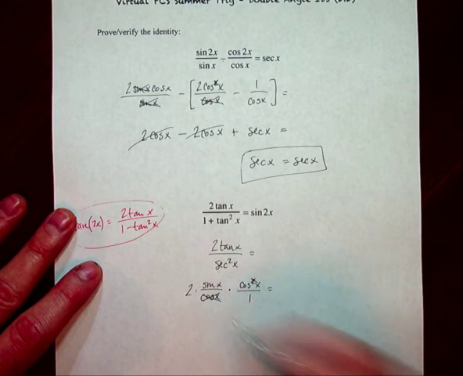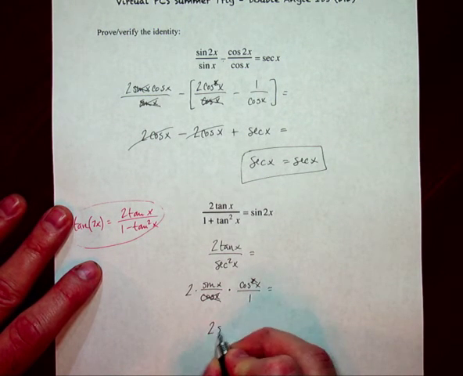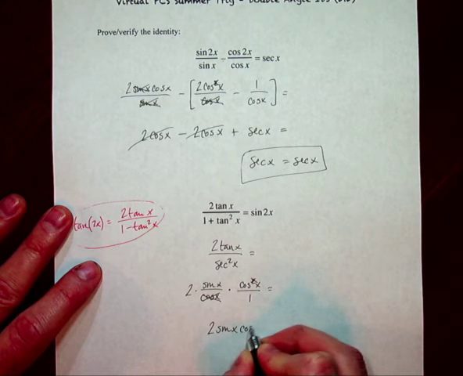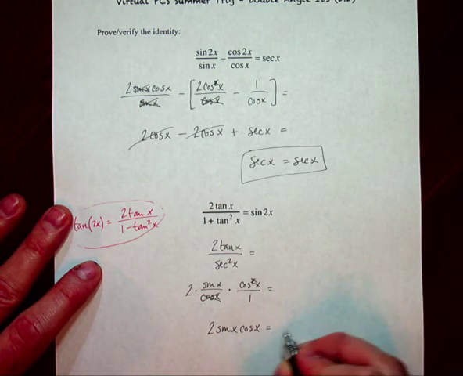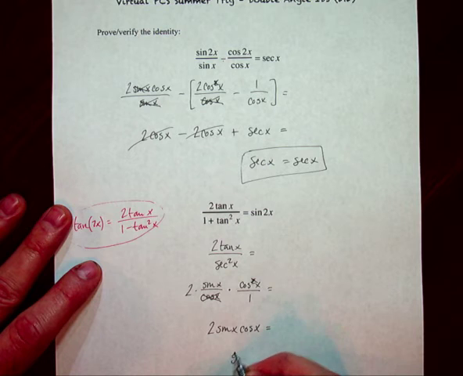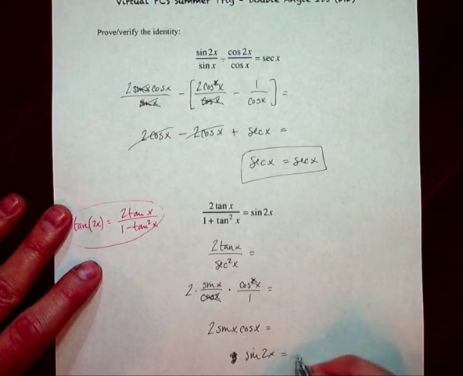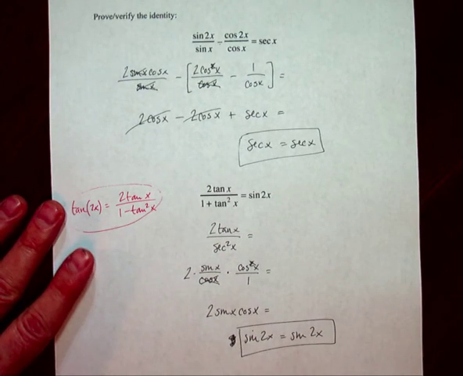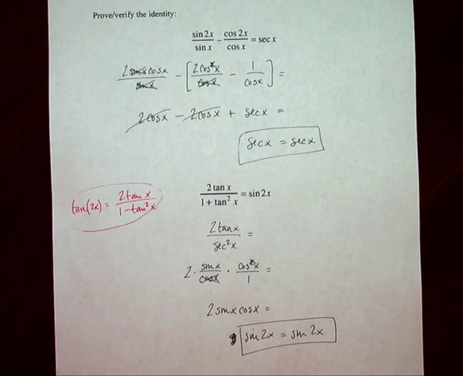This cosine cancels with that cosine, and I'm just left with 2 sine x cosine x, and that is sine of 2x. And that, of course, is exactly what I was aiming for. And it looked a little bit hinky at the beginning, but it wound up being just fine.